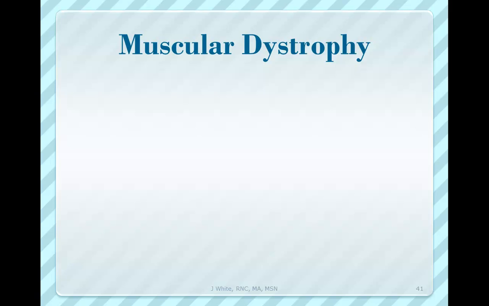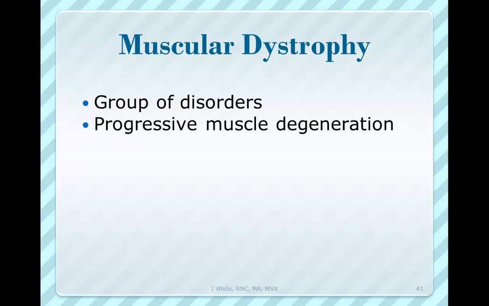Muscular dystrophy. We tend to think of muscular dystrophy as being one disorder, but it's actually a group of disorders that involve progressive muscle degeneration.